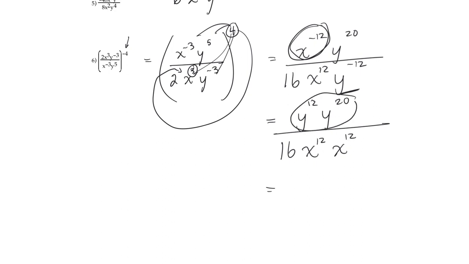Simplifying here then, multiplying common bases, add their exponents. 12 and 20 is 32. And then 16, multiplying common bases, add their exponents, would be x to the 24.